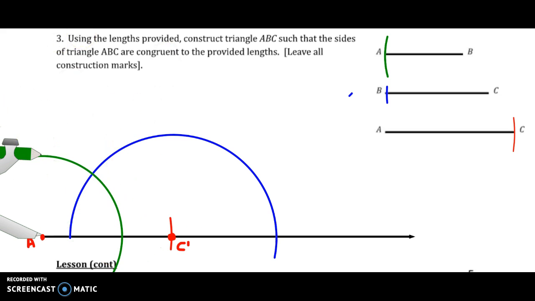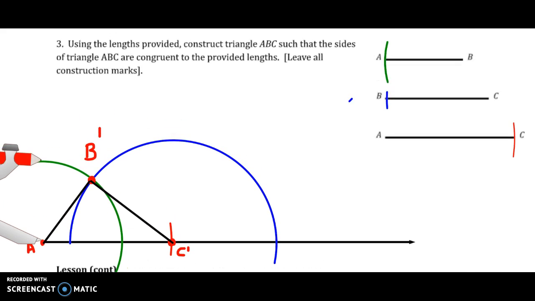So now where these two arcs intersect, one of them, that is where B prime will go. Okay, where the one intersection. There would be another one, which we could use as well. But these are in my workspace. So this represents a length of AB, which we've copied. This segment here represents a length of BC. So I now have a triangle, A prime, B prime, C prime, that has sides that are congruent to the given lengths.